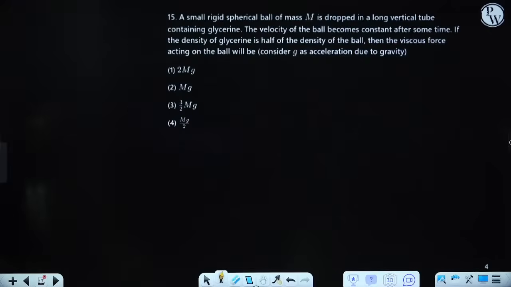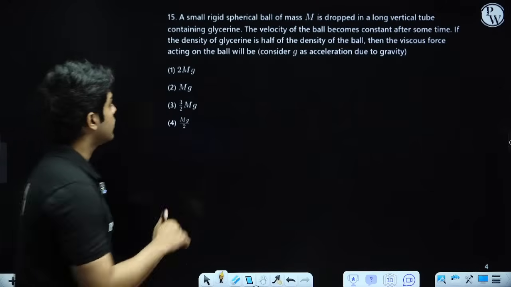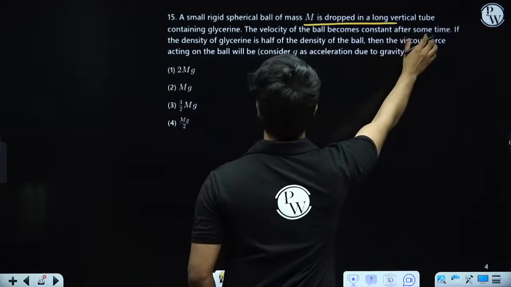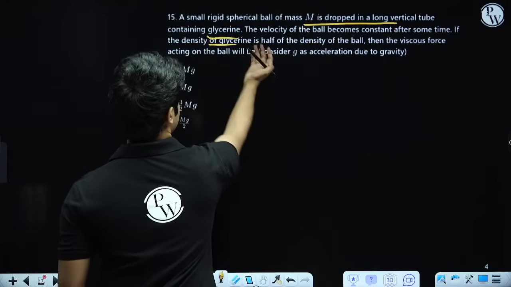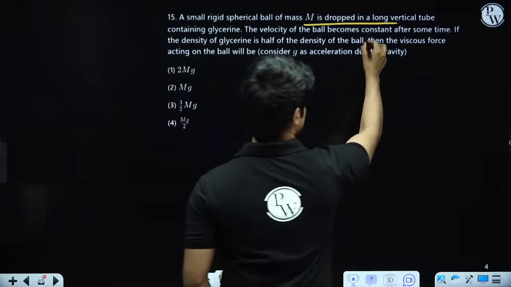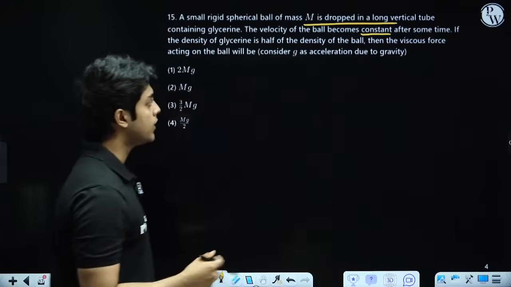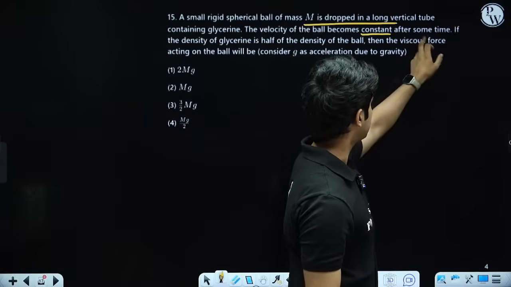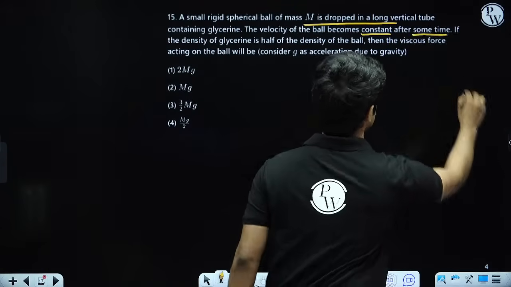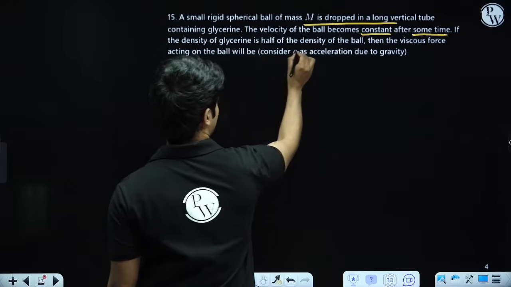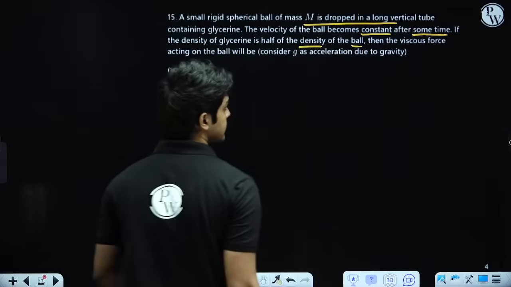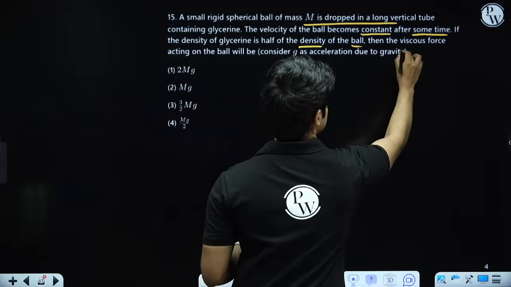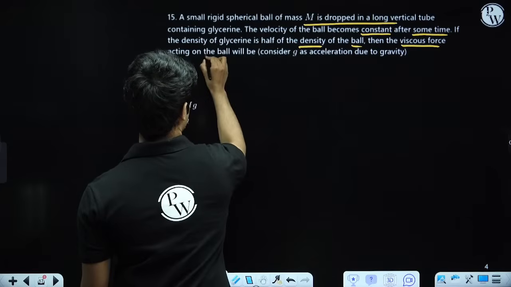Now we have a small rigid spherical ball of mass capital M. It is dropped in a long vertical tube containing glycerine. The velocity of the ball becomes constant. This is because of the viscosity of the fluid, it will come to a constant velocity, which we call the terminal velocity, and this happens after some time. If the density of glycerine is half the density of the ball, that is, density of the liquid is rho by 2 and rho of the ball is rho, then the viscous force acting on the ball will be?